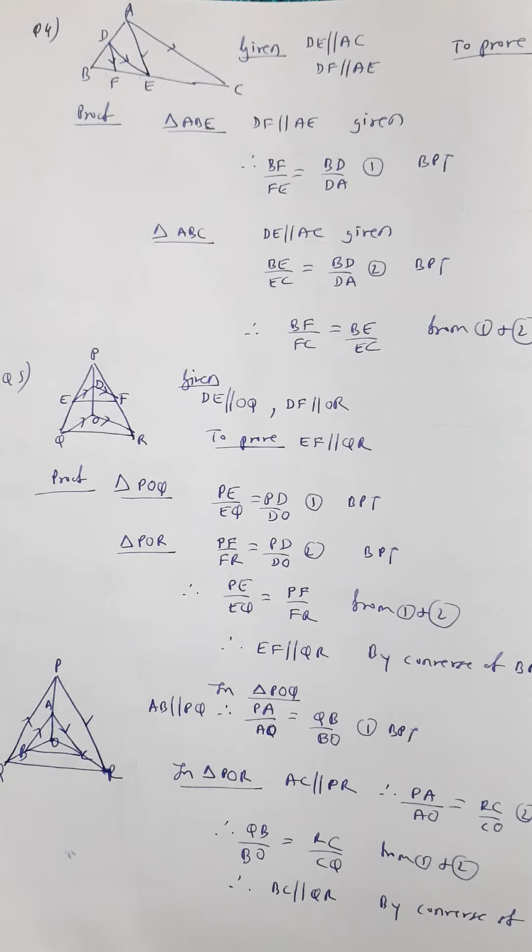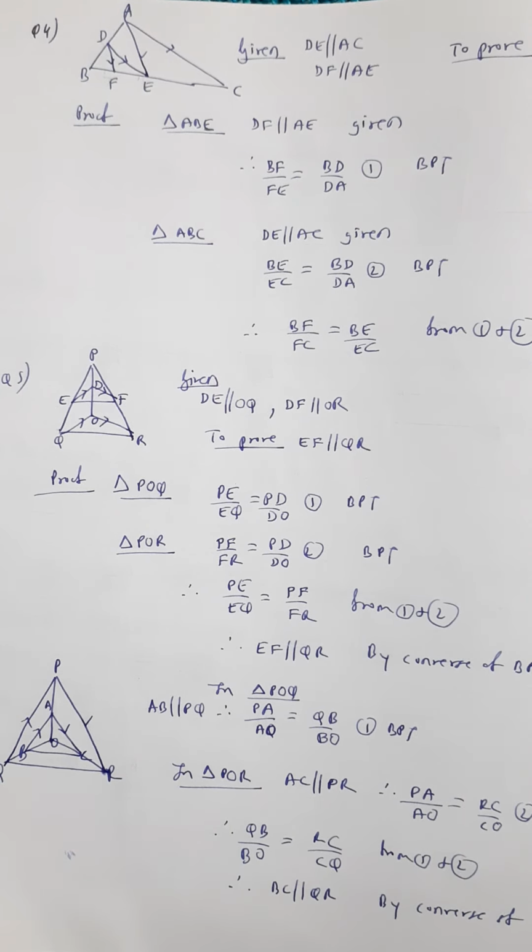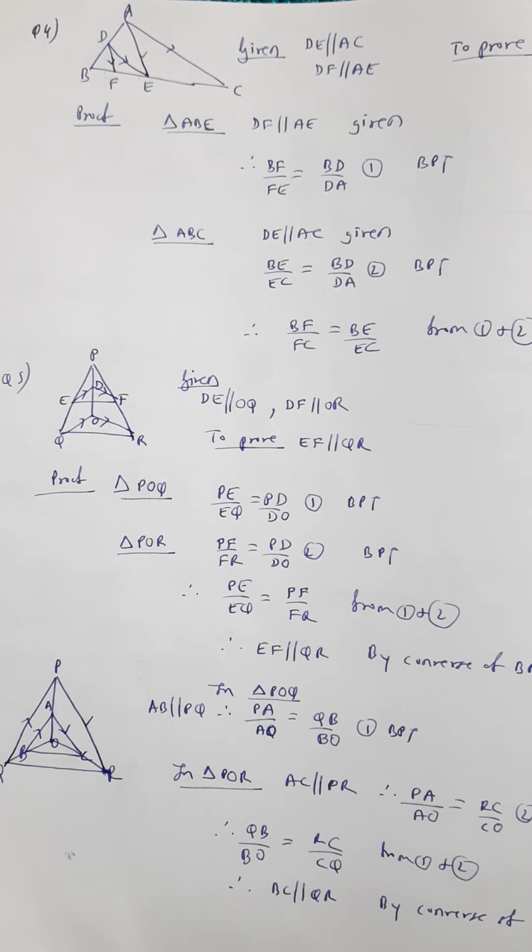So today we start with the second exercise of similar triangles. We have already completed questions 1, 2 and 3. Now we are going to do questions 4, 5 and 6, right? So in questions 4, 5 and 6, what do we observe here?